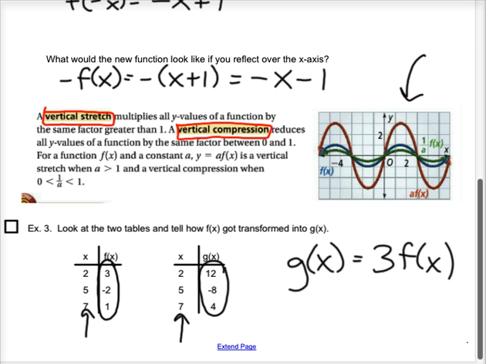So now to keep straight which one of these we're talking about, well, we're multiplying by 3 and we're greater than 1. So this is going to be one of those vertical stretches. G is going to appear bigger than f.